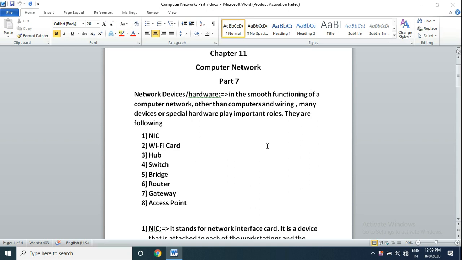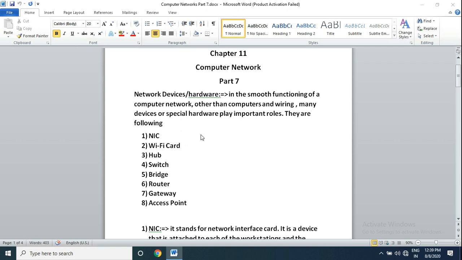Hello students, today we learn network devices or network hardware. In computer networking, for the smooth functioning of a computer network, other than computers and wiring, many devices or special hardware play important roles. Whenever we want to make a computer network, apart from computers and wiring, there are many other devices used for its smooth functioning.